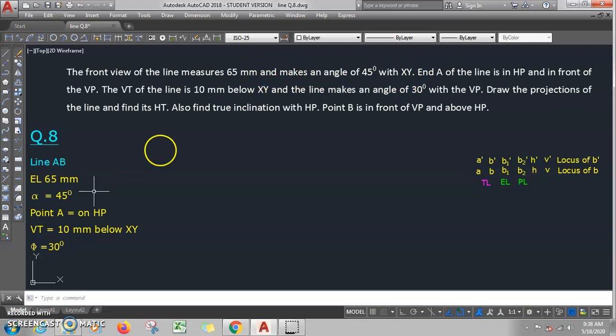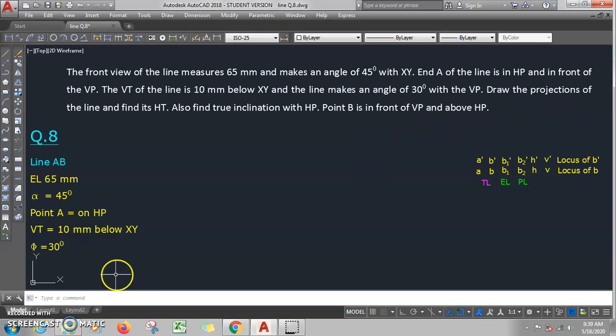XY. The angle of elevation is what? Alpha is how much? 45 degrees. And A of the line is in HP. The point A is on HP, and in front of VP. The VT of the line is 10 mm below XY, so the vertical trace is 10 mm below XY. And the line makes an angle of 30 degrees with VP, so phi, the inclination of the line with VP, is 30 degrees.